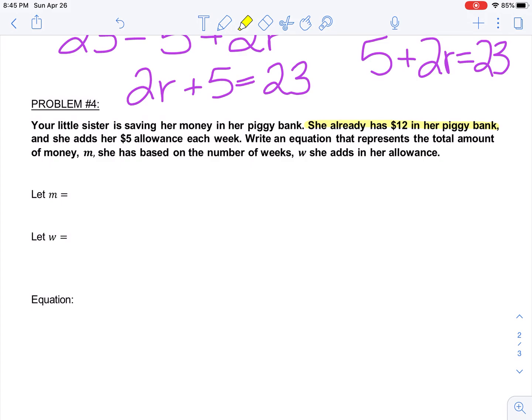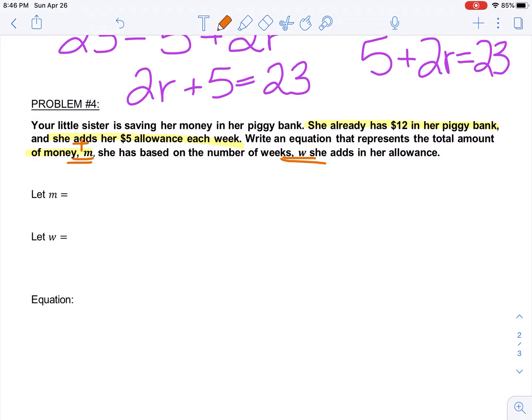Then she adds her $5 allowance that she gets each week. So that's important right there. I know adds obviously means plus. Okay, so we are going to write an equation that represents the total amount of money M. There's one variable, M, which represents the total amount of money she has based on the number of weeks W she adds in her allowance.